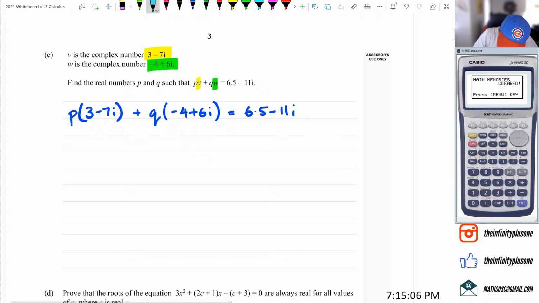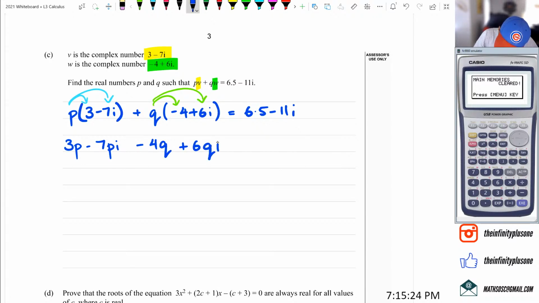Now the first part that I need to do is expand these brackets here. So what's going to happen is I'm going to get 3p minus 7pi minus 4q plus 6qi is equal to 6.5 minus 11i. Now, interestingly enough, correct second line, just this expanding part right here is going to get you an achieved.